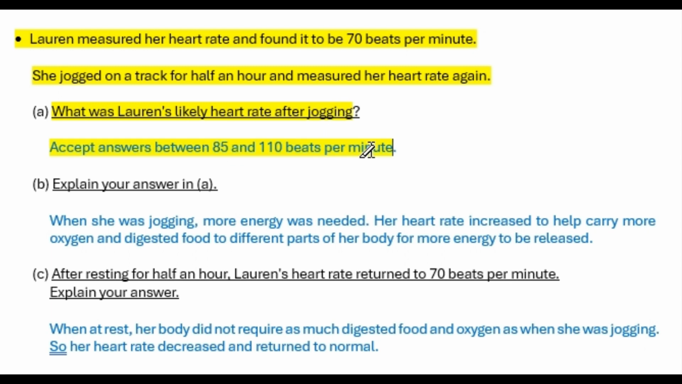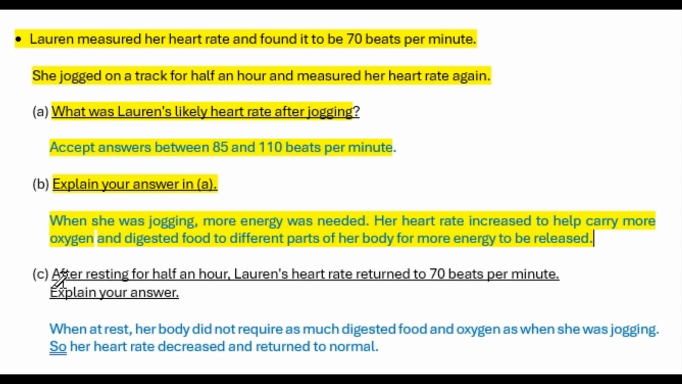B. Explain your answer in A. When she was jogging, more energy was needed. Her heart rate increased to help carry more oxygen and digested food to different parts of her body for more energy to be released.